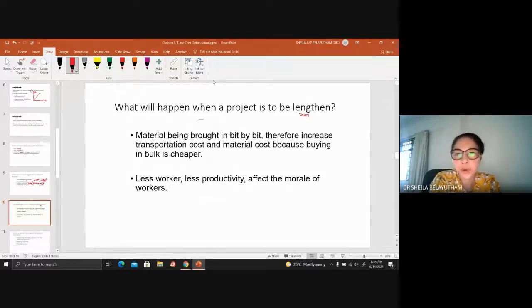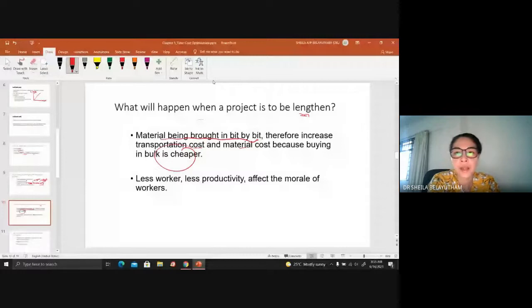So what will happen when a project is to be lengthened? Okay, so when you lengthen a project and when you are trying to extend the time frame of the project, usually your material is not bought in bulk. Okay, so your material will be brought in bit by bit. So when you bring in bit by bit, it will increase the transportation cost, the material cost, because of course when you buy in bulk, it's basically cheaper.